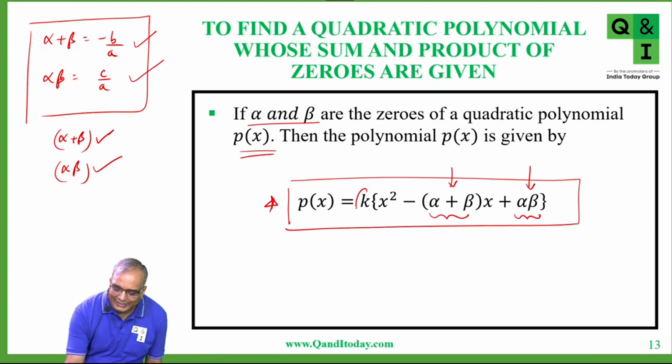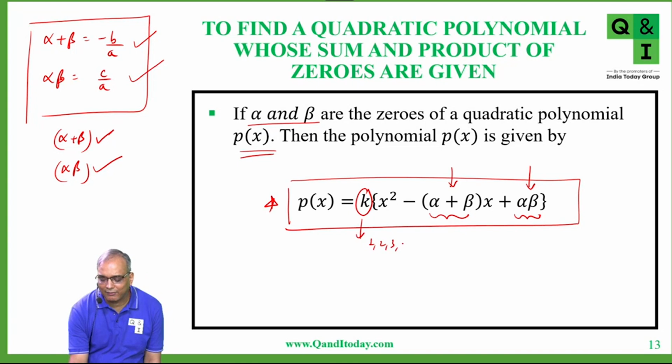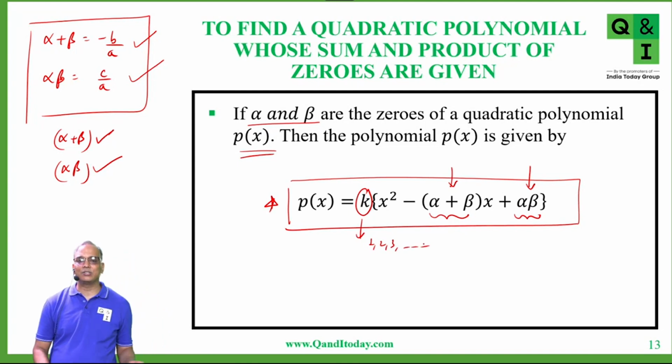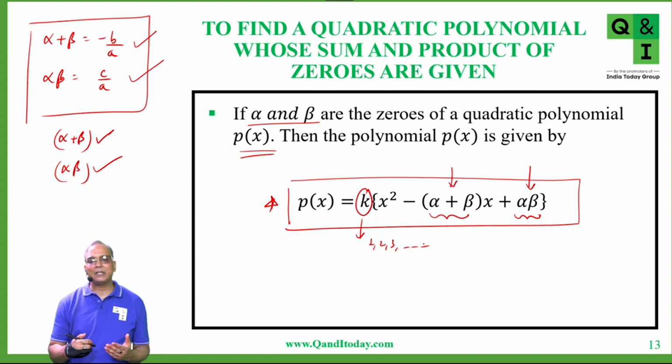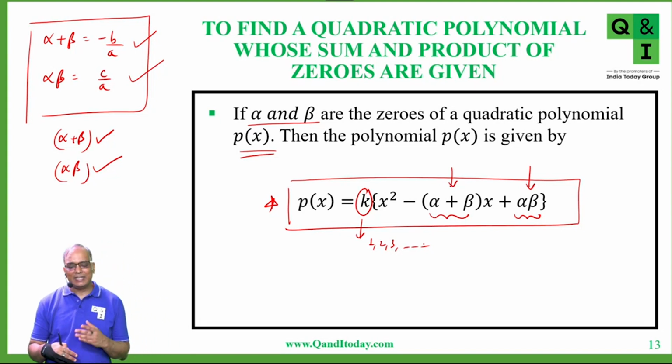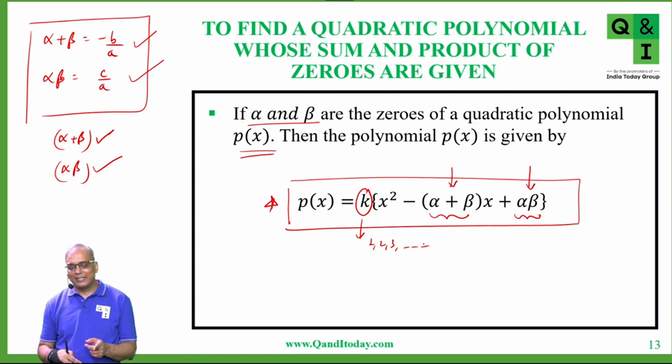The k is a constant whose value can change from anything 1, 2, 3, and so on. It can have any values. K is a real number, right? In general, when we have to find a quadratic polynomial, we choose k so that the coefficient is not a fraction. So in general, we take k as 1, and if we have alpha plus beta and alpha beta as fraction, then we choose k so that the denominator of alpha plus beta and alpha beta gets cancelled. We'll look at it one by one when we do the questions here.